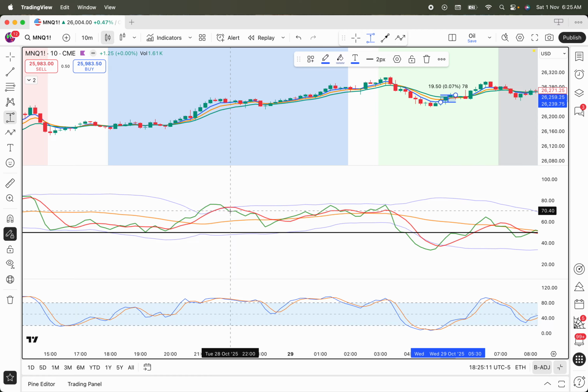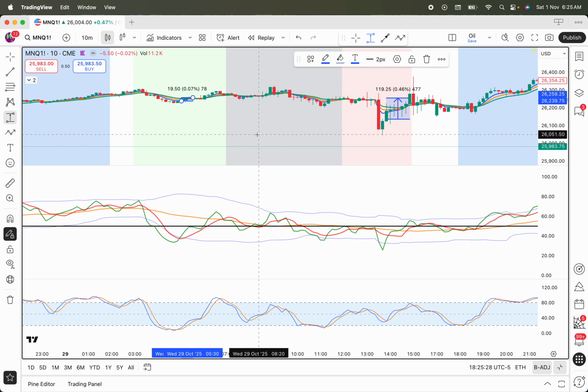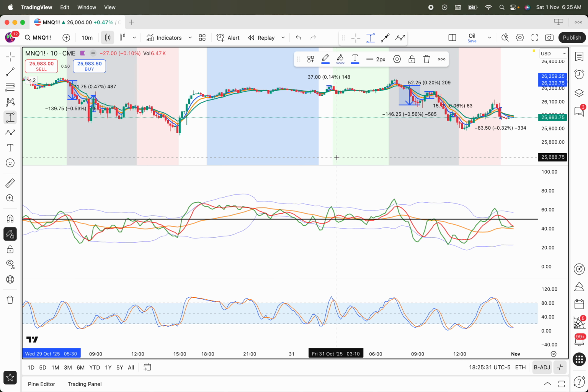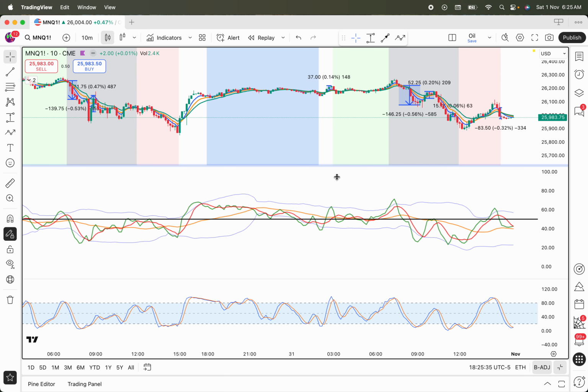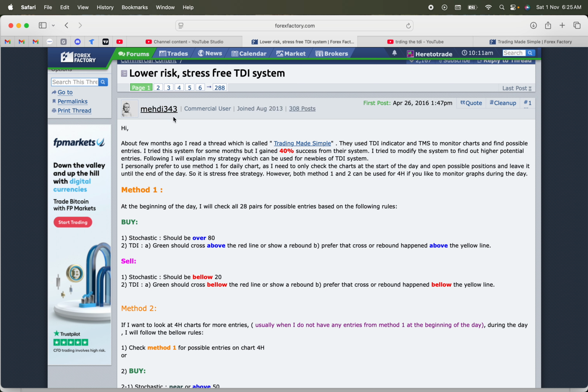So this one here. What I would also do is look at this stochastic. Is it coming back through into the channel for these shark fin reversals? See here it didn't. I'd go no trade. Okay. But these shark fin reversals are more of a really hardcore scalping. So I would just stick to the original concept that this guy came up with, and I think you'll do pretty well.